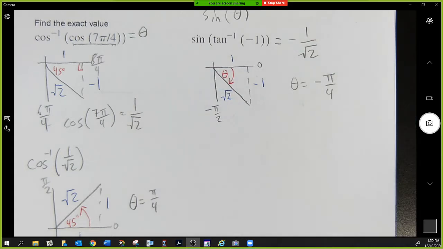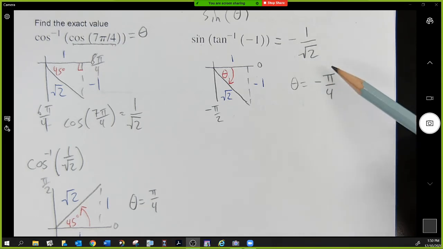Yes? So if the outside is an inverse, you're looking for an angle. If the outside is standard trig, you're looking for a ratio.